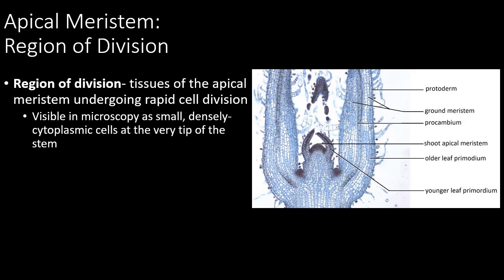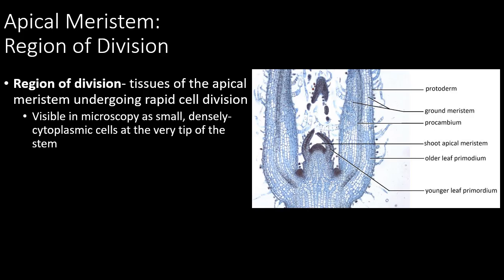At the very tip of the apical meristem, we see the region of division. In this microscope slide, you can see that these cells are really tiny. They're packed together very densely. They're very small cells, and they're small because they're dividing so rapidly, they never really finish growing into a mature cell. That's part of what keeps it embryonic and able to develop into so many different things.